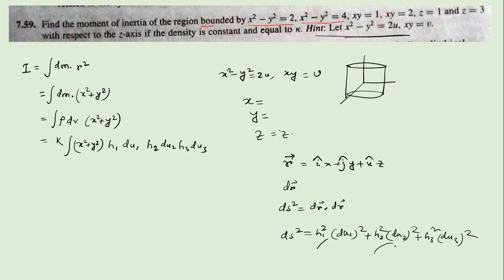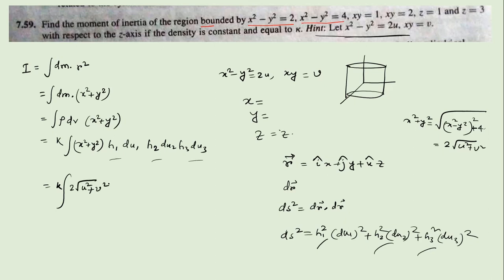From here you get h1, h2, h3, and put these values of h1, h2, h3. Also x square plus y square can be written as the root under x square minus y square whole square plus 4xy square. So this is nothing but 2 root under u square plus v square. So you get 2 root under u square plus v square, and put the h1, h2, h3 values and du, dv and dz. You need to find out these values, put them in and just calculate, and you get the answer.